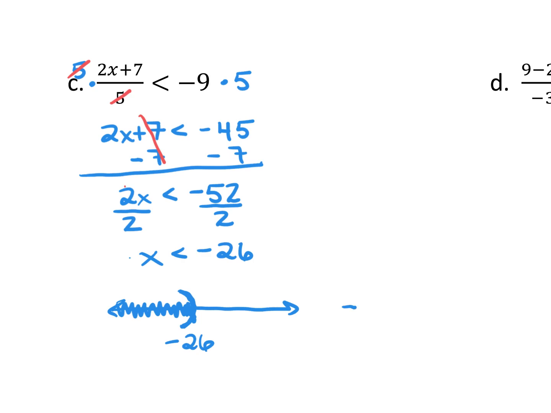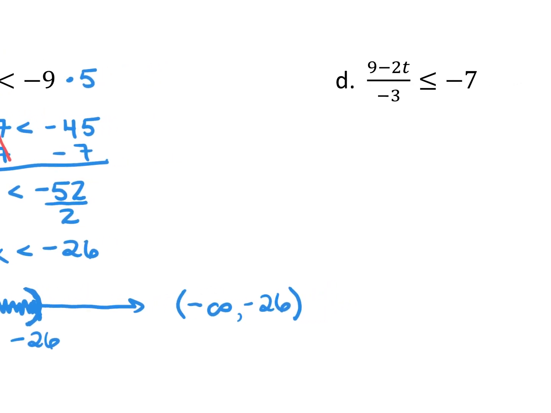All right, our interval notation. This goes forever to the left, so we have negative infinity. On the right, it goes up to negative 26. And we want parentheses around both of these, on infinity because it's always a parenthesis, and on the negative 26 because it is a strict inequality, and that was the symbol that we used on our graph.